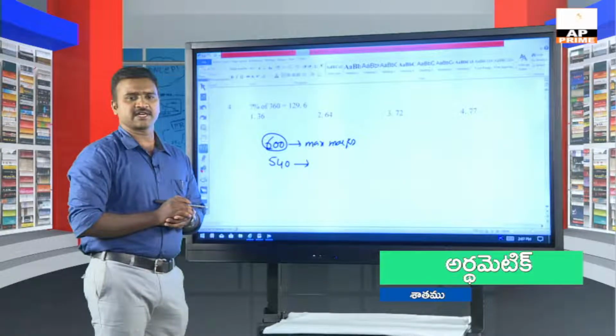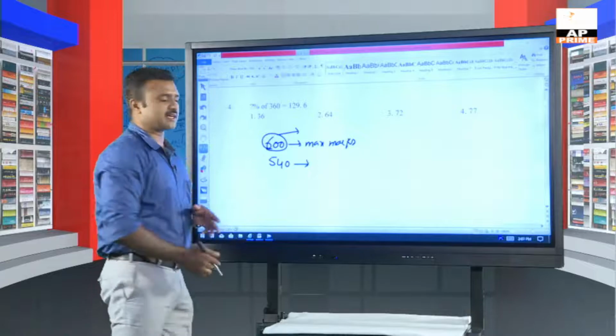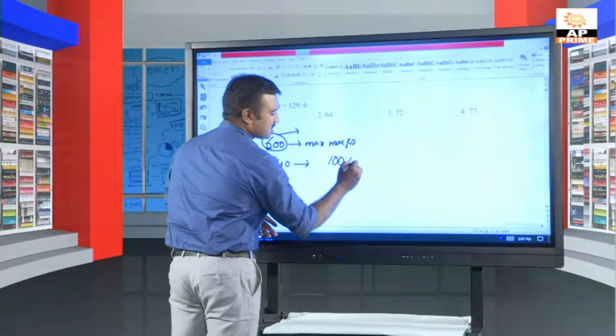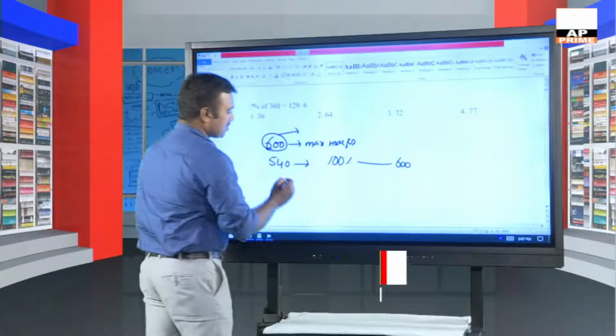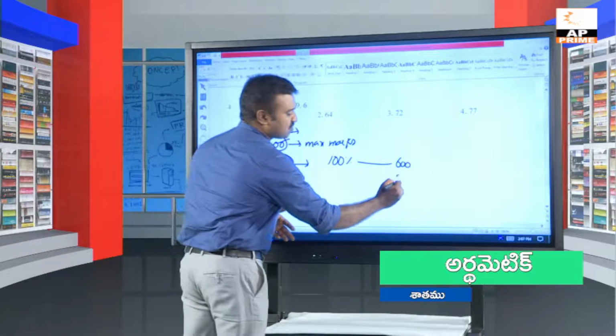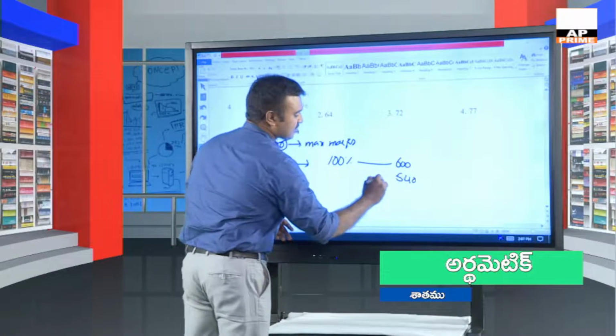అంటే మ్యాక్సిమం మార్క్స్ అంటే ఎప్పుడు 100% అనేగా. సో 100% వచ్చి 600 అయితే నాకు 540 మార్క్సే వచ్చినాయి. 600 కాదు, నాకు వచ్చిన మార్క్స్ 540. సో 540 మార్క్స్ అయితే ఎంత పర్సంటేజ్?